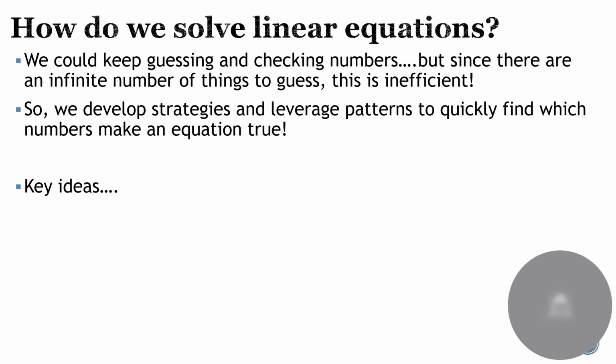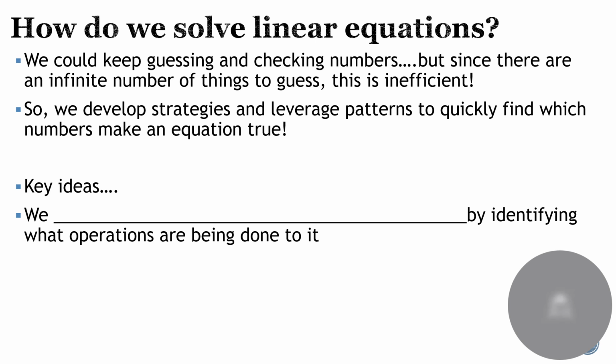So here are some key ideas when solving linear equations. What we do is we isolate the variable by identifying what operations are being done to it. So I look and find my variable. Usually in math class, it's an X, but it could be an N or an A or a P or Q, whatever we're using that day. And you notice what are the operations being done to it. By operations, we mean things like adding, subtracting, multiplying, or dividing.